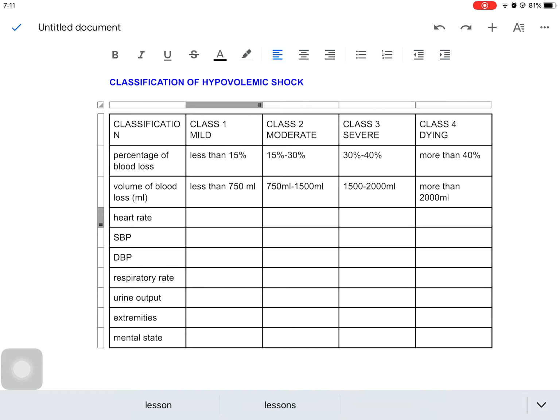liters of blood. The first classification is class 1, usually known as mild. Then we have class 2 or moderate, class 3 or severe, and class 4 or dying. The percentage of blood loss for class 1 would be less than 15%.